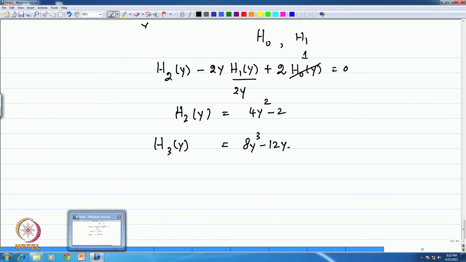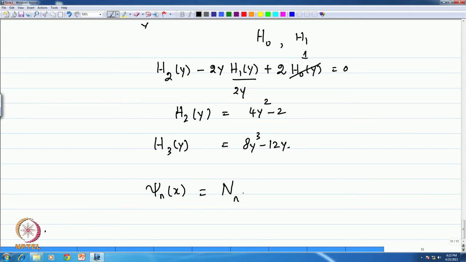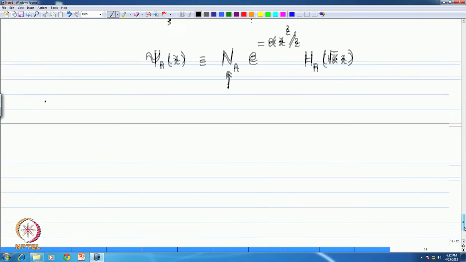I have not yet mentioned, namely, if we write psi n of x as a normalization constant N and an exponential e to the minus alpha x square by 2 multiplied by the Hermite polynomial Hn of root alpha x. The one more unknown quantity that we have is the normalization constant N.